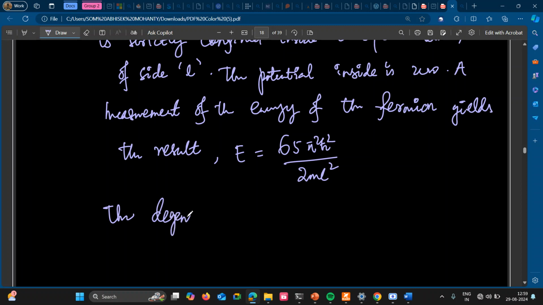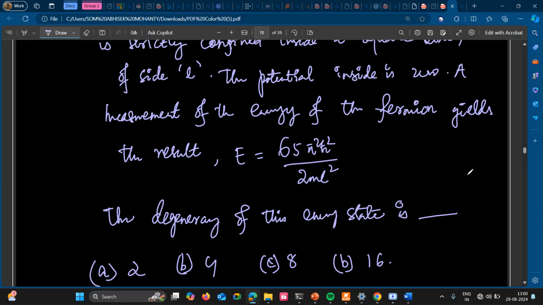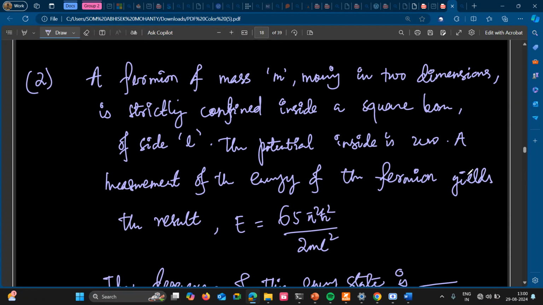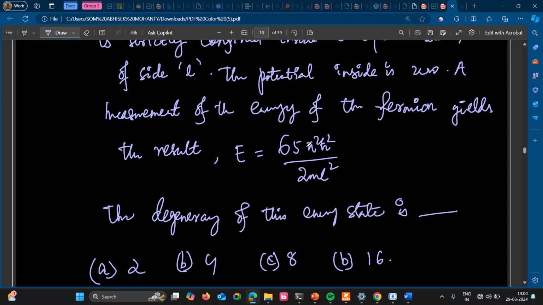So the question is the degeneracy of this energy state. This question can also be a statistical mechanics question, so anything you can use. The options are 2, 4, 8 and 16. Same 2022 TIFR question. Try this question first.